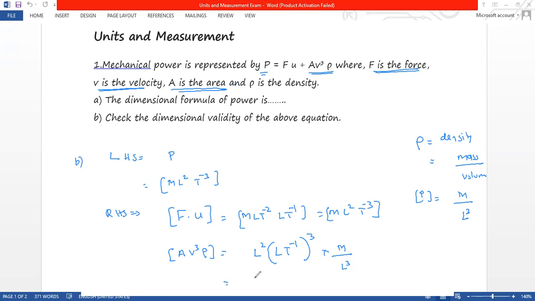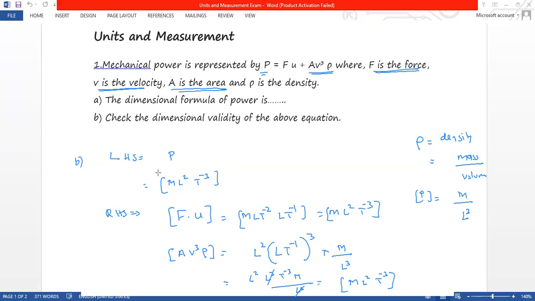So it becomes L square, L raised to 3, t raised to minus 1 whole cube, t raised to minus 3, M divided by L cube. So L cube we can cancel. Clear, right? So it is L square. In the MLT form, it is M first, then L square, then t raised to minus 3. So all the terms are same dimension, right?